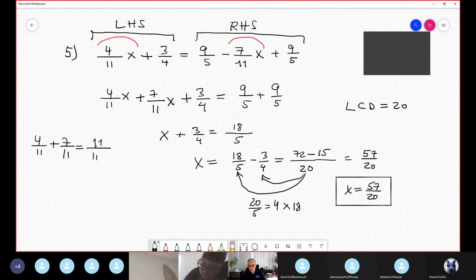There are many ways to solve this. I solve it the way I consider better or easier, at least for me. It's relative. Some people prefer otherwise, but in this case, the least common denominator at the beginning is horrible. It's 5 times 11 times 4. It's a big number, not good. Any question in this problem?